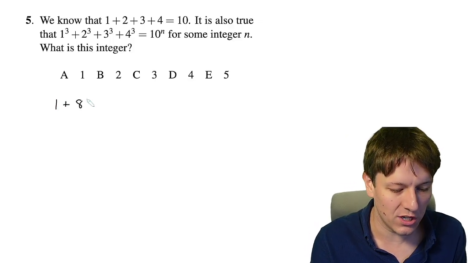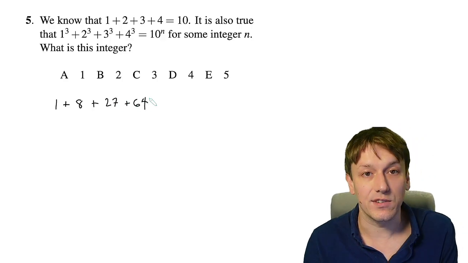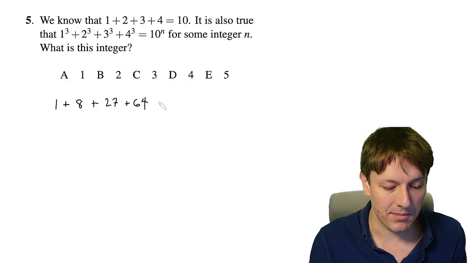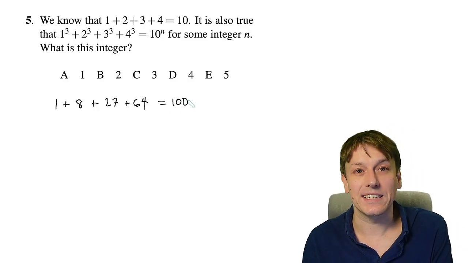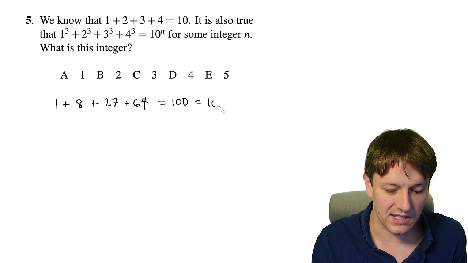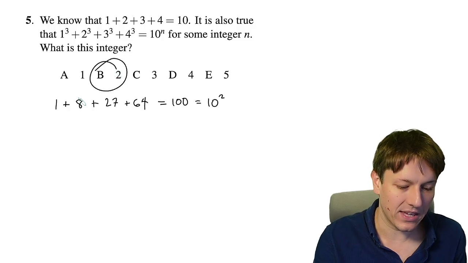1 cubed is 1, 2 cubed is 8, 3 cubed is 27, and 4 cubed is 64. If you add those together, we get 9 plus 27 is 36, plus 64 is 100. You can probably guess the answer from the rough size at this point as well, but 100 of course is 10 squared, and that's the n that we're looking for here then. n is the power here, which is 2.